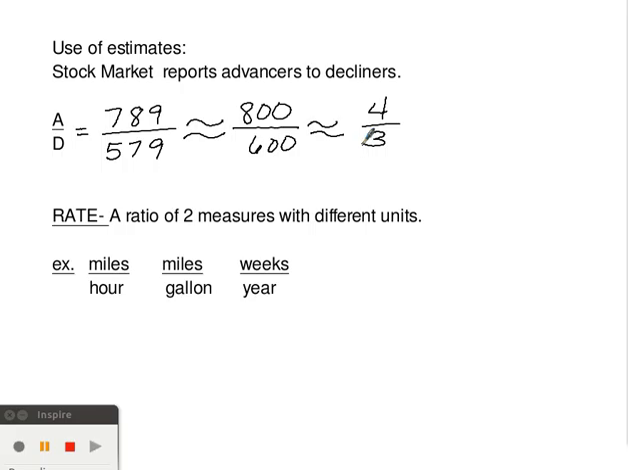The next thing is rate. Rate is a special type of ratio. It uses 2 measures with different units. You're familiar with a lot of rates. You might ask miles per hour, miles per gallon, weeks per year. Notice the division bar is often used when you hear the word per, and per also usually means 1. So miles per hour means how many miles do you go in 1 hour. This might be how many weeks of vacation does your dad get per year. Okay?